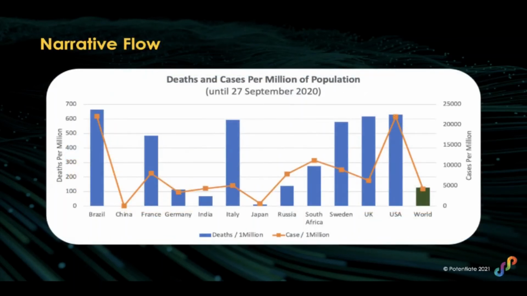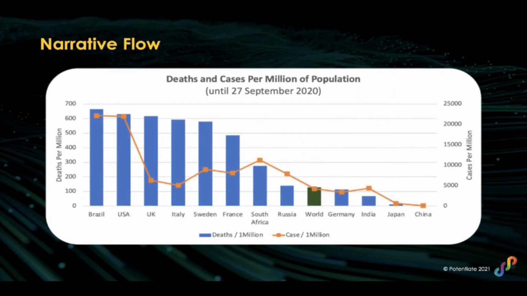Narrative flow is something which crops up time and time again in storytelling. And what we've got here are some data that look at deaths per million because of COVID up to September last year, and cases per million. And that data is organized in the order I downloaded it from the website, from the Worldometer website. So it's ranked alphabetically. There is no narrative flow.